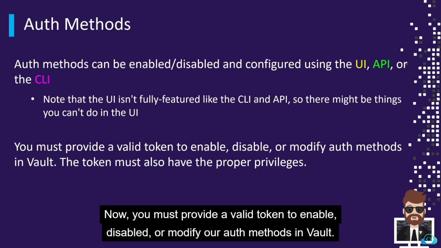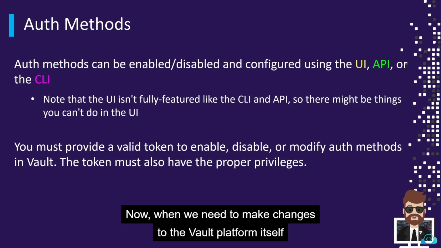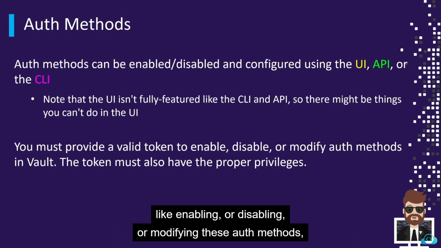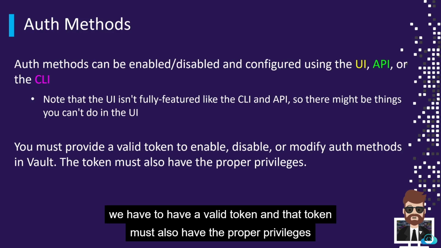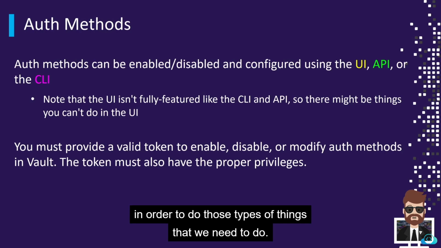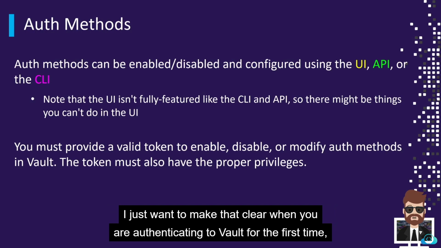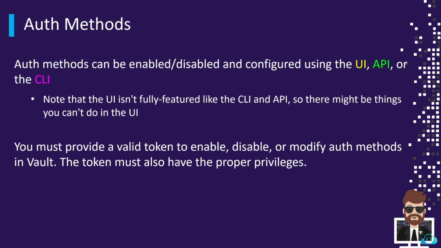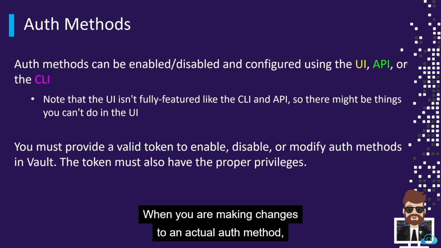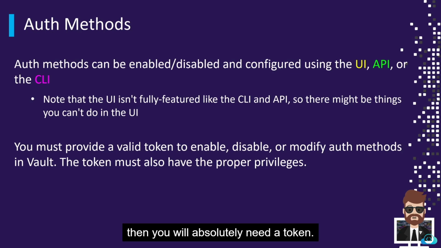Now, you must provide a valid token to enable, disable, or modify our auth methods in Vault. When we need to make changes to the Vault platform itself, like enabling or disabling or modifying these auth methods, we have to have a valid token, and that token must also have the proper privileges in order to do those types of things that we need to do. So I just want to make that clear. When you are authenticating to Vault for the first time, you do not need a token. When you are making changes to an actual auth method, then you will absolutely need a token.